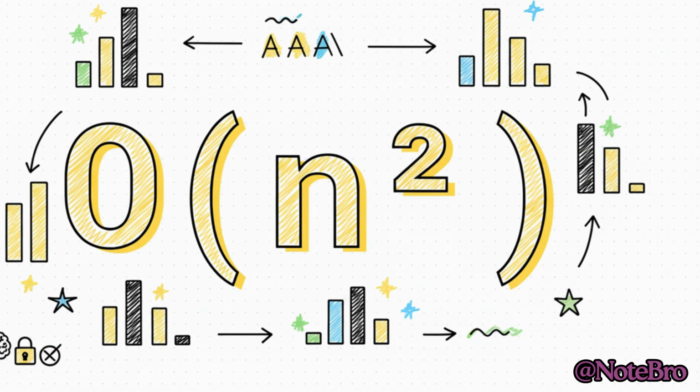Why? Well, think about it. For every single element in the list, we have to scan through all the remaining elements to find the minimum. That's a loop inside of a loop, and that is the classic recipe for quadratic performance.